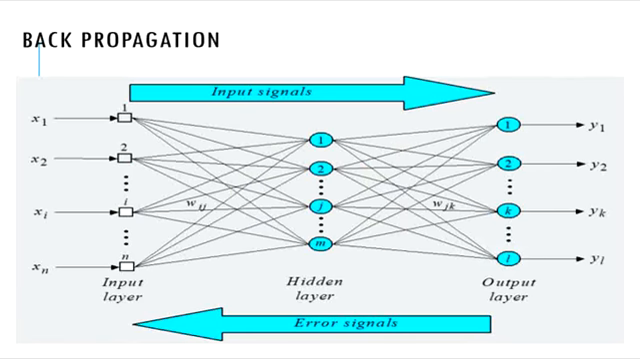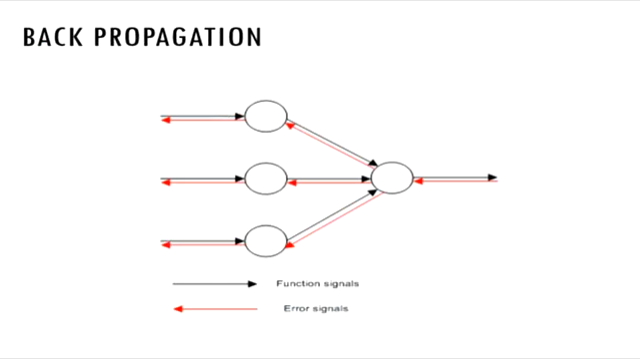The input signals are processed from the input layer to the output layer, and the error signal is processed in a backward direction. We'll look at the error propagation later, or how the error propagates in the backward direction and how we solve it. But before that, the first thing that we need to do is look at the forward propagation.